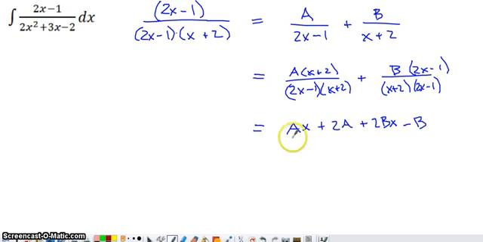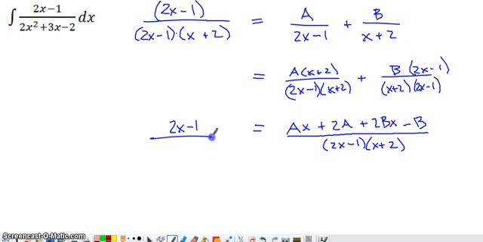Since I have a common denominator, I can write everything as a single fraction now. So I have the numerator in simplified form over this common denominator. Now at this point, we know that this fraction is still equal to this fraction. So 2x minus 1 over 2x minus 1 times x plus 2, these have to be equal to each other. If I multiply both sides by this denominator, the denominators basically cancel. So this numerator has to equal this numerator.